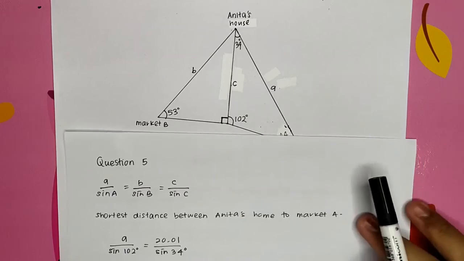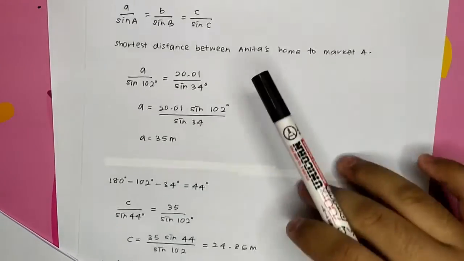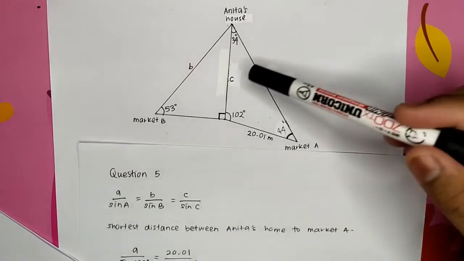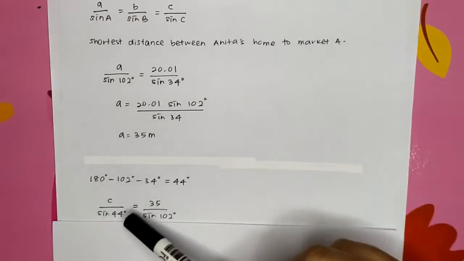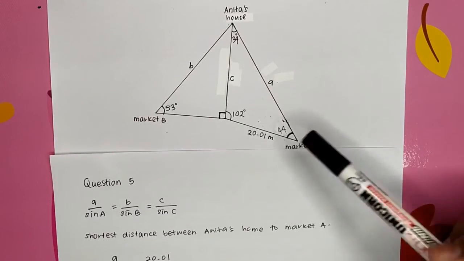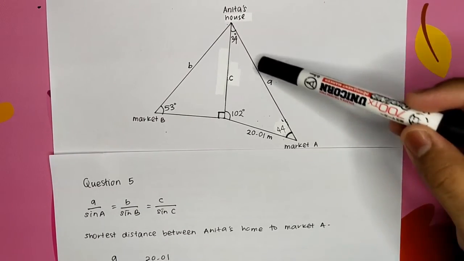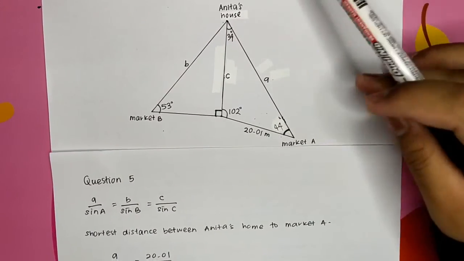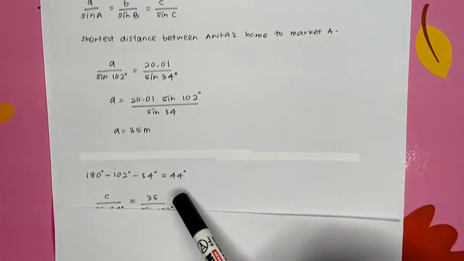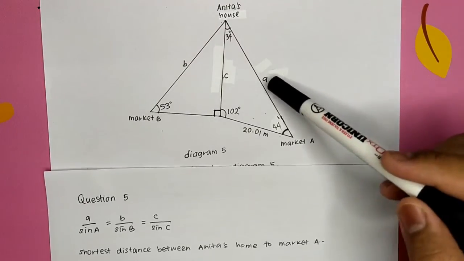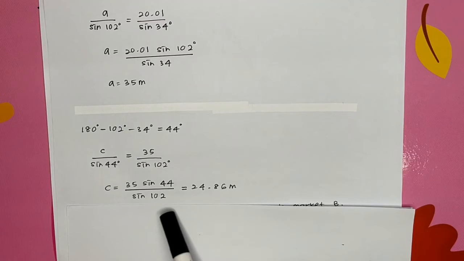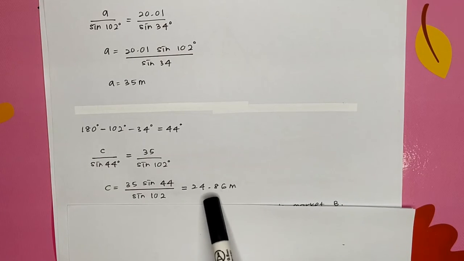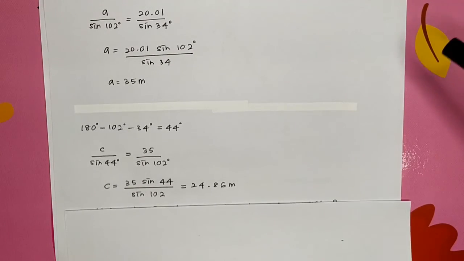So we can make use of this angle. So we will use C over the opposite angle of it here, sine 44, equal to 35, which is this side we already calculated earlier, over the opposite angle of this side, 102, over sine 102. Then we just need to solve it, and we will get C equal to 24.86 meter. So we get the value of C.